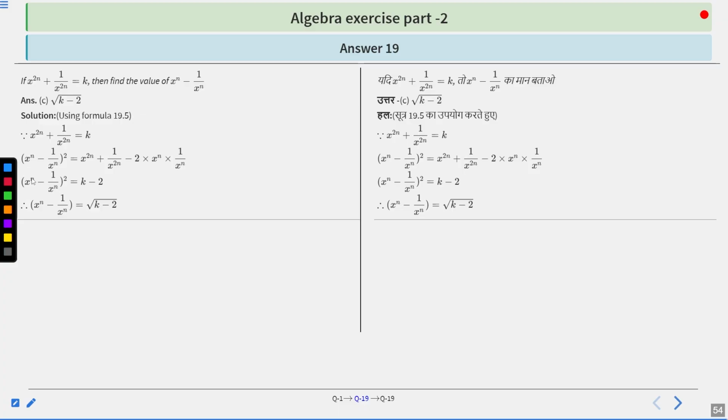We have got x raised to power n minus 1 upon x raised to power n whole square, but we don't have to find the whole square, we have to find simply x raised to power n minus 1 upon x raised to power n. So this square will go to that side and will become under root. Therefore x raised to power n minus 1 upon x raised to power n is equal to under root k minus 2. That is our required answer. That means option number C is the correct option.